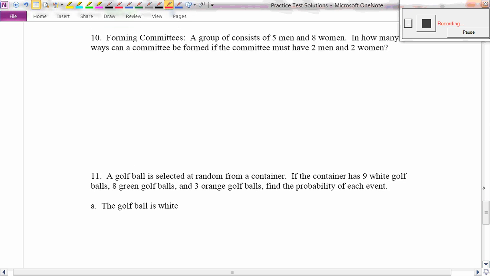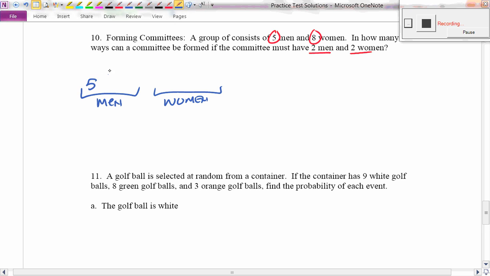Okay, number 10, the committees one. Forming a committee, you've got 5 guys trying out, 8 women are trying out, but only 2 from each can be on there. So we have to do a few things. We have to pick the men, and then we have to pick the women. Okay, so how many ways can we pick 2 men from 5?